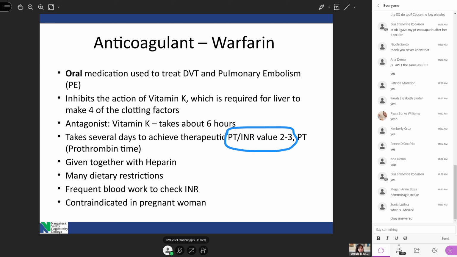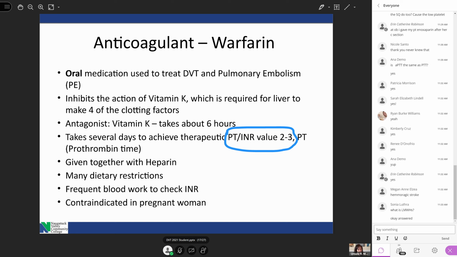So there's PTT, that's for heparin. PT-INR is for Coumadin only. It's given together with heparin because it takes time to become therapeutic. That's called bridging. We're bridging them over. Your patients might ask you, my father's getting Coumadin and heparin. Why are they getting the two at the same time? It takes time for them to become therapeutic, to have an INR between 2 and 3, roughly 2.5.